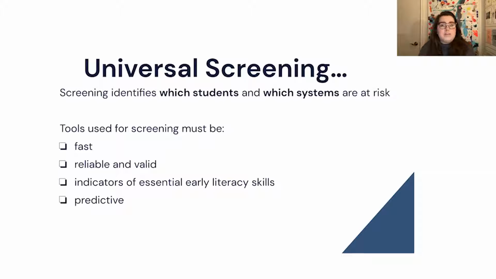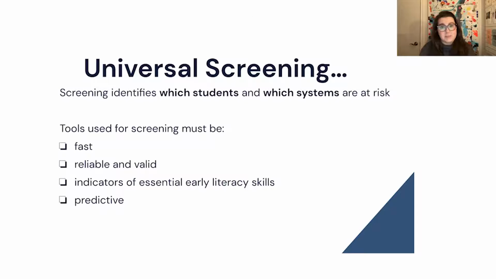Now, in order for this universal screening to happen, we need to be really mindful about what tools we use to allow our screening to actually meet that goal. So if we're thinking about what type of tool we might want to use, there are a couple of criteria and a couple of look-fors. First and foremost, we need a universal screener tool to be fast. If we are doing this with every student, we can't take half an hour a student because we know that cuts into our instructional time.